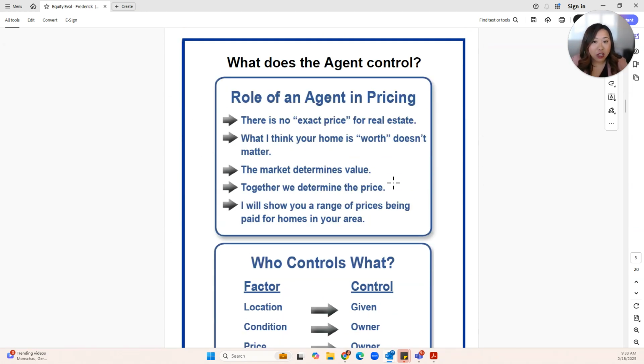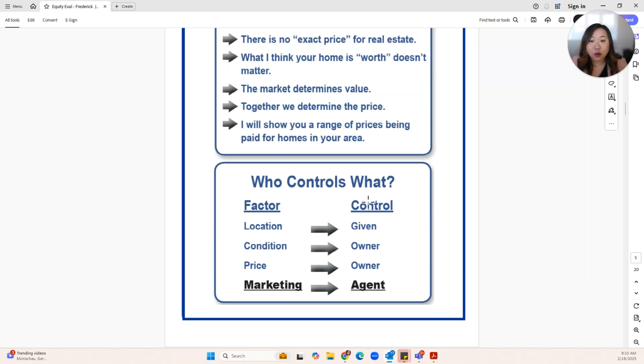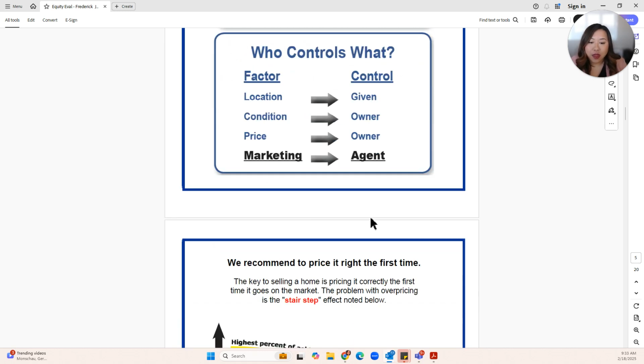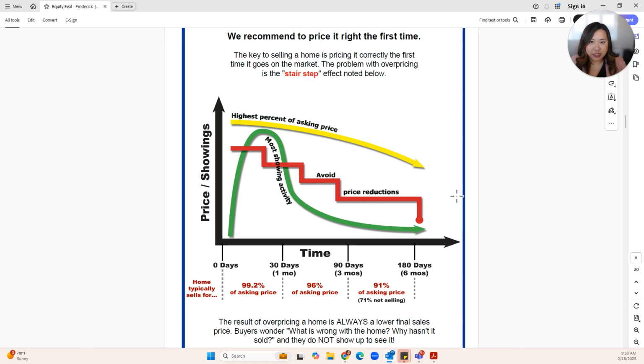The next thing is getting on the same page about what you control as a seller, what I control as the agent, and ultimately what's a given. And what my specific role is, which is marketing the home. And my favorite visual that we have in our equity evaluation is this right here, which is a graph that shows why pricing it right the first time matters so much. We know that you get the highest percentage of your asking price with the least days on market. So what we want to avoid is the stair step method, where people consistently take price cuts until ultimately they get less than what they could have gotten if they had just priced right the first time.